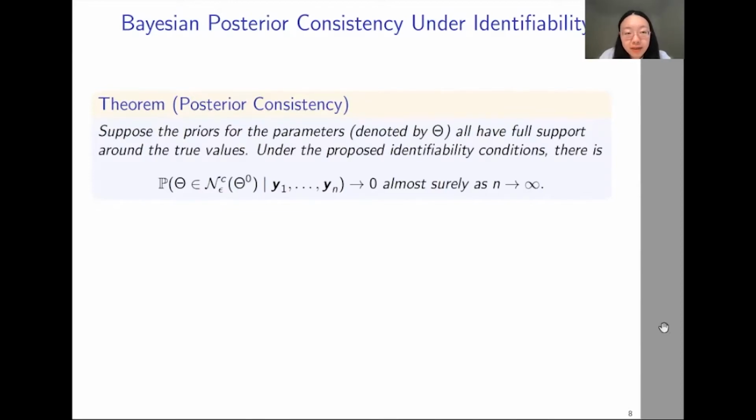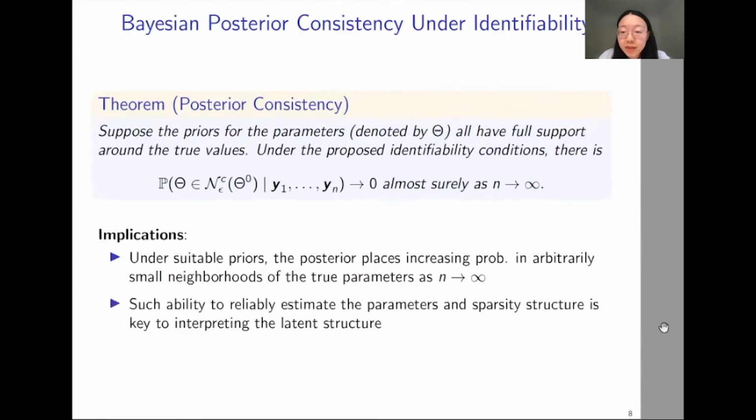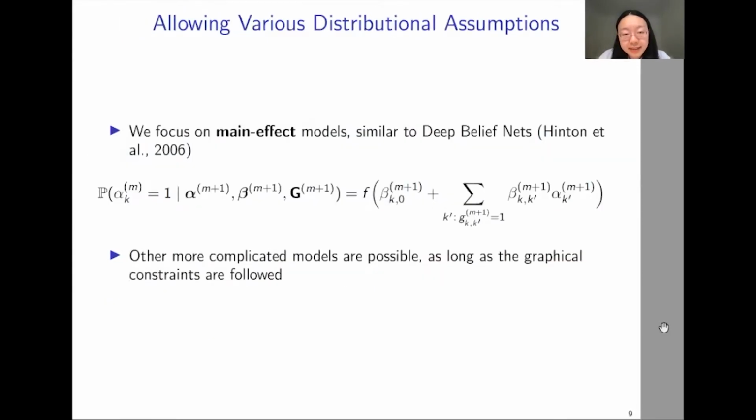A nice consequence of this identifiability theory is the posterior consistency of Bayesian estimators. Indeed, under suitable priors, the posterior would place increasing probability in an arbitrarily small neighborhood of the true parameters. Such ability to reliably estimate the parameters is the key to interpreting the latent structure, and is also the key to using the learned structure in downstream analysis.